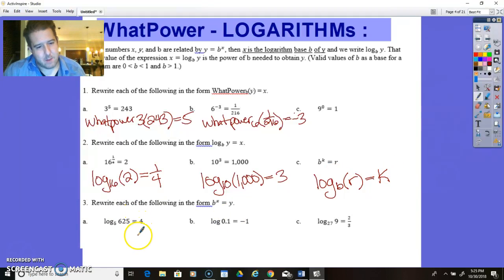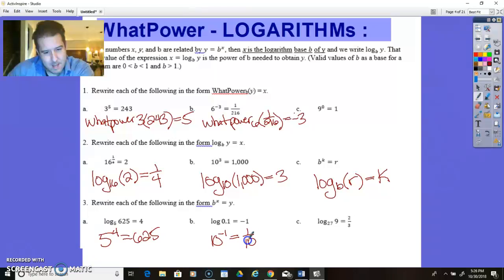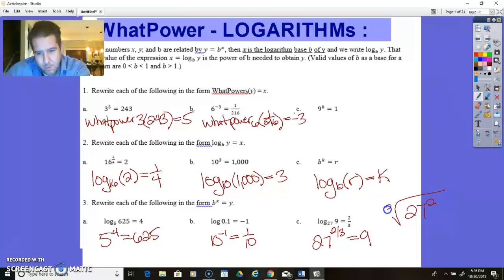All right, so now we're doing it the other way around. We're rewriting from logarithmic notation into exponential notation, because remember, logarithmic functions and exponential functions are inverses of each other. So we have 5 to the power of 4 is 625. Remember, this is common log, so this is base 10, because there's no base given: 10 to the negative first power is 1/10. This is 27 to the 2/3 power is 9. Remember, the 2/3 power is like taking 27 squared, then the cube root. If you use a calculator, 27 squared, I don't know what that is, but then take the cube root of that answer, and you should get 9.